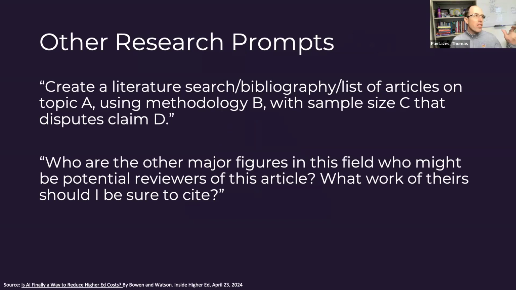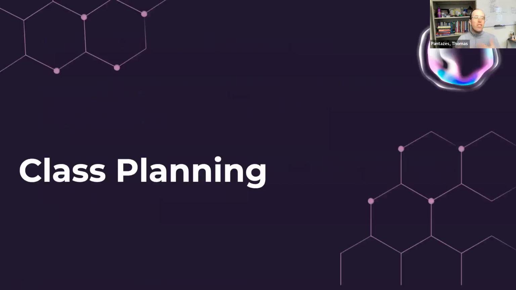What you see on the screen here are just two different examples of prompts that you could put in to potentially help you with the research process. So create a literature search on this topic using this methodology, see what comes back. What are some other major authors? These are ways that you could help accelerate that process. Moving on, another efficiency way of using the AI tools is with class planning.